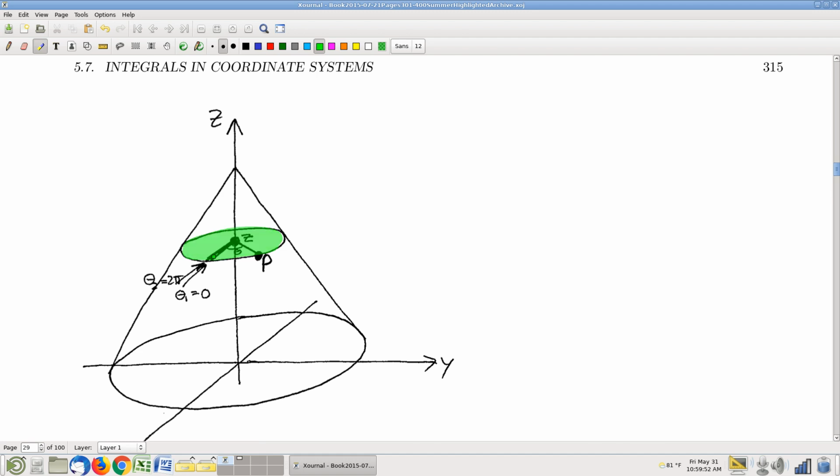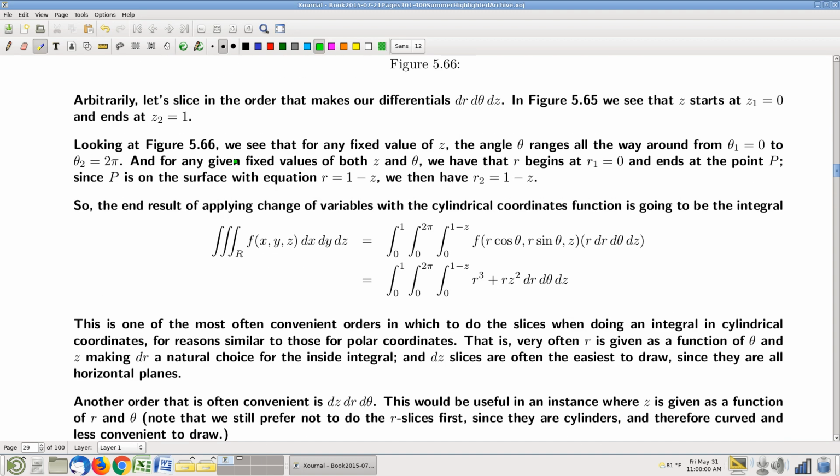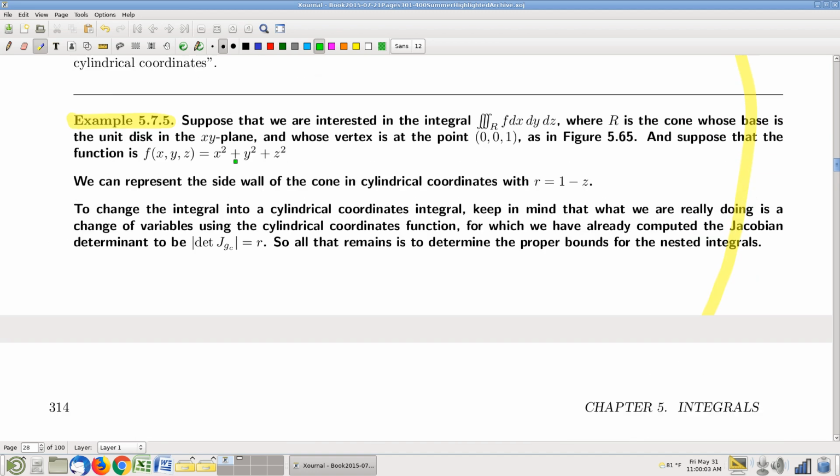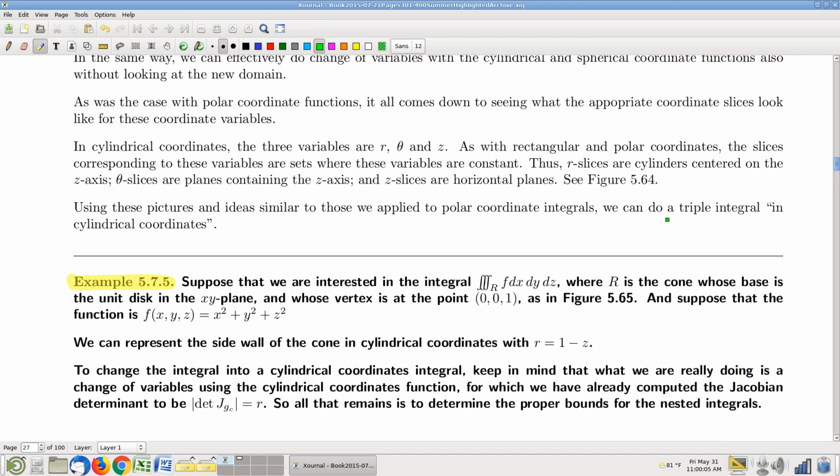By the way, then Z goes from wherever the bottom of the cone is to wherever the top of the cone is, and I think I remember it was 0 to 1. In fact, let me find the statement of the question. Yeah, so the vertex is at the point 0, 0, 1. Base is the unit disk in the XY plane. Yeah, so Z goes from 0 to 1.